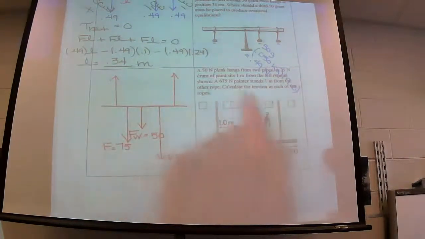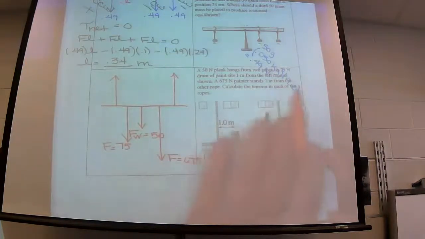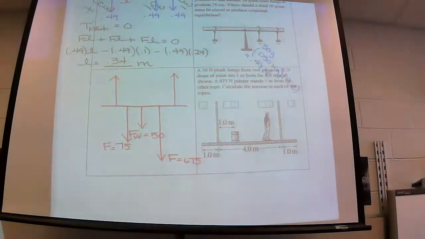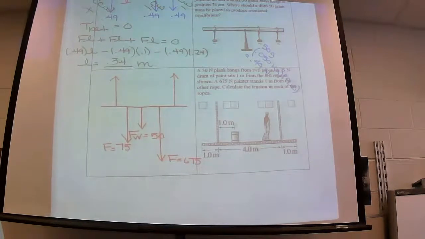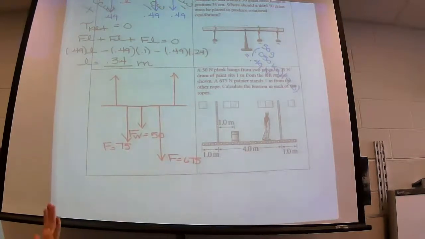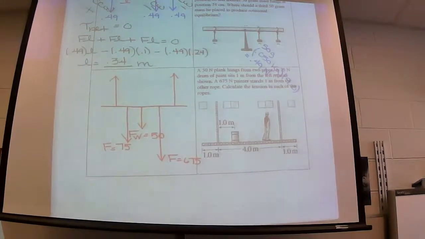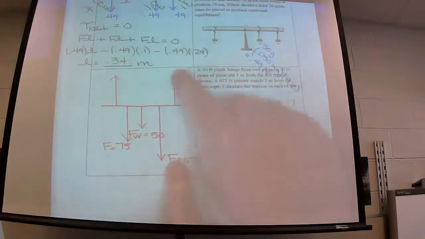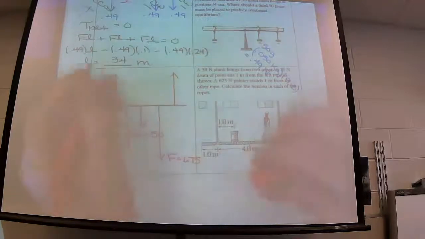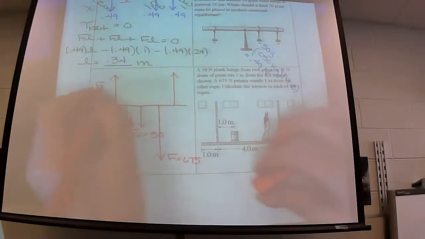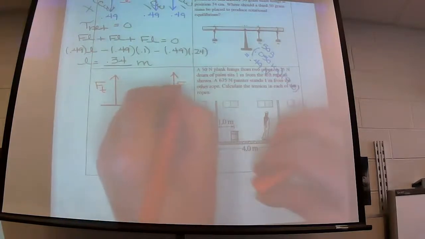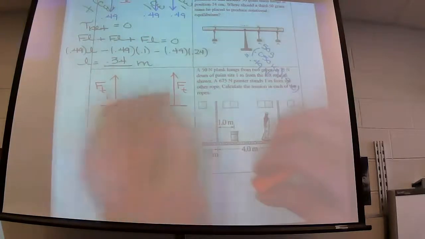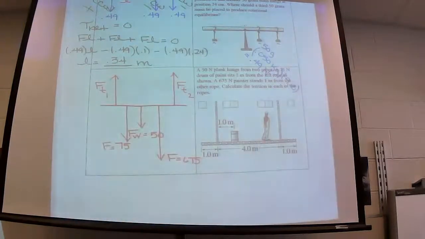All right. Calculate the tension in each of the ropes. If this was a symmetrical picture, each rope would have the same tension. But it's not a symmetrical picture. This rope's got to hold up the heavy painter guy. So I'm going to call this FT. FT, that's tension. And I'll call this FT1, I'll call this FT2, because they're going to be different.